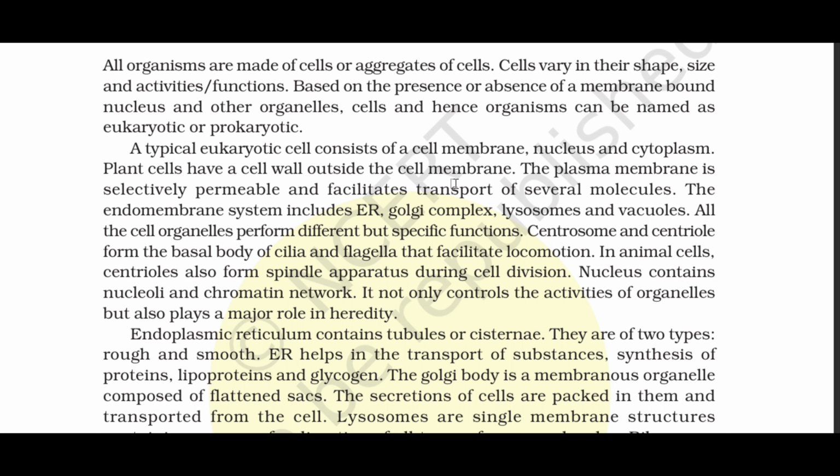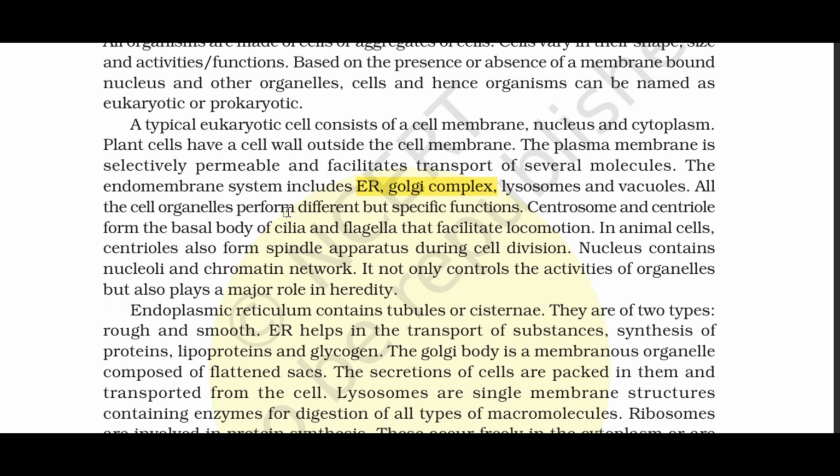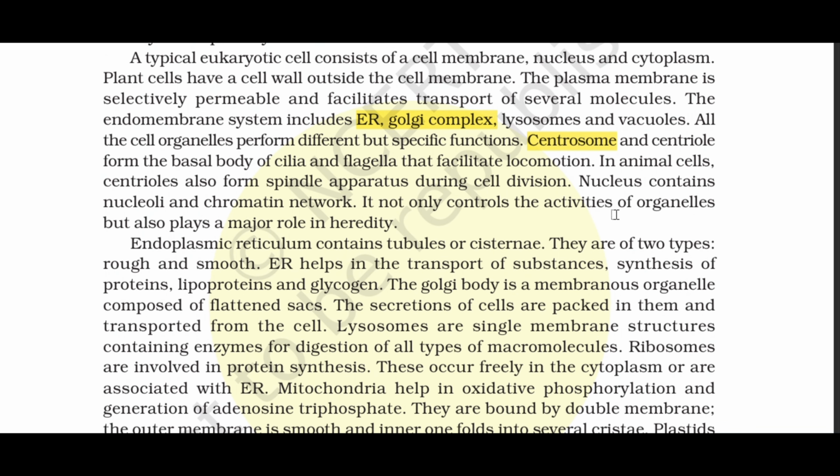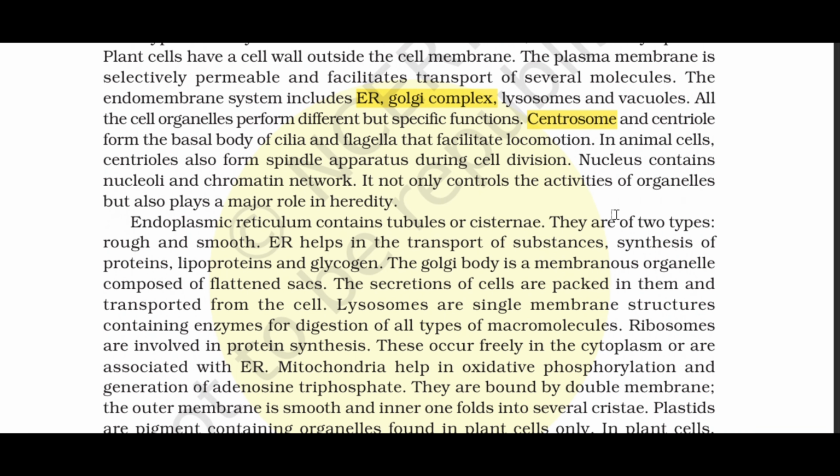The plasma membrane is selectively permeable and facilitates transport of several molecules. The endomembrane system includes ER, Golgi complex, lysosomes and vacuoles. All the cell organelles perform different but specific functions. Centrosome and centriole form the basal body of cilia and flagella that facilitate locomotion. In animal cells, centrioles also form the spindle apparatus during cell division.